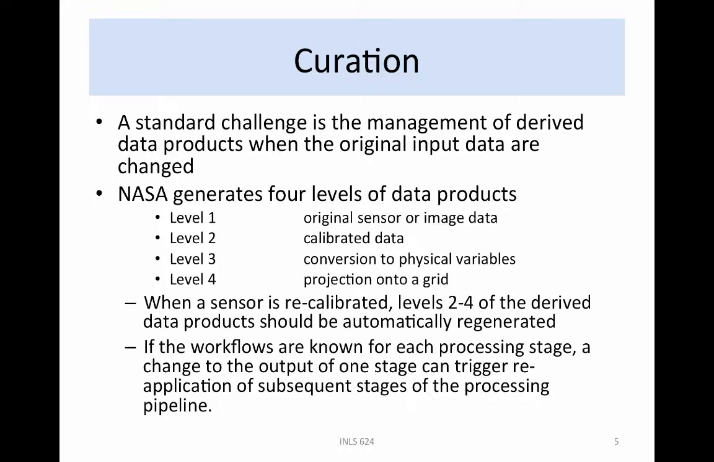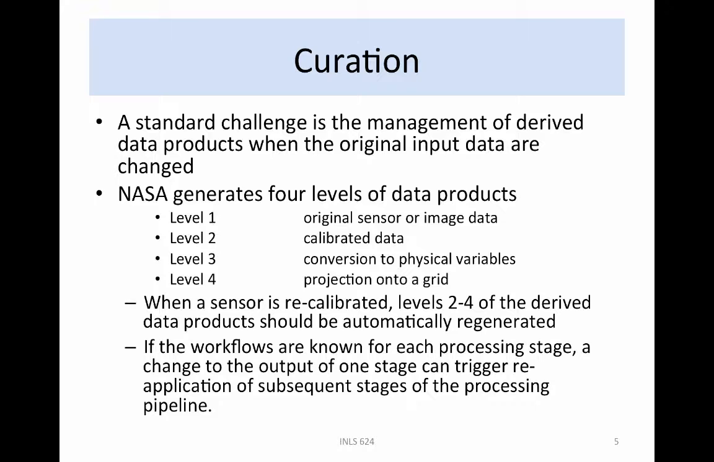NASA curates sensor data received from satellites. In the process, NASA generates 4 levels of data products. Level 1 is the original sensor or image data. Level 2 is the calibration of the sensor data. Level 3 is the conversion to physical variables, and level 4 is the projection onto a grid.